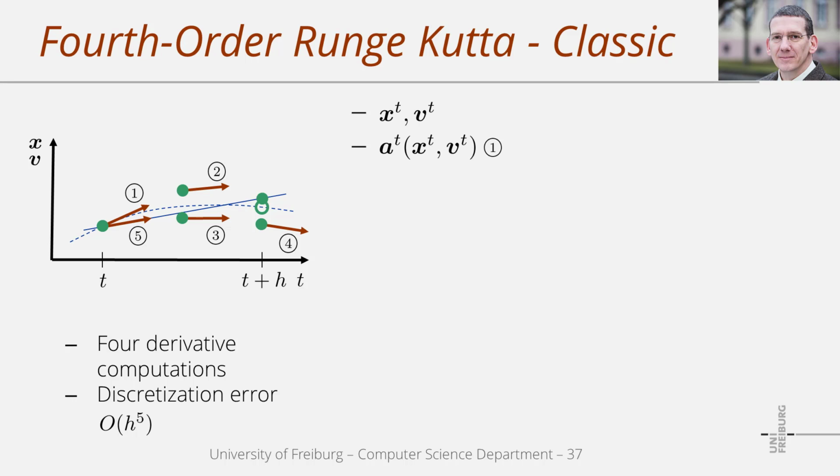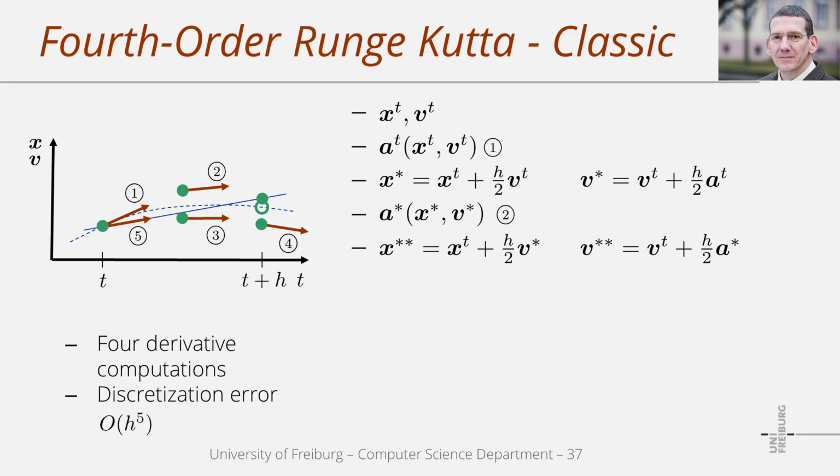Here we compute the first derivative, namely the acceleration at time t, using x t and v t. Now we perform a first Euler update with 1/2 of the time step and get predicted or intermediate values x star and v star. With these values we compute a second derivative, namely a star. Now we perform a second Euler update. Again, we start at t and get from t to the middle of the time step, but here we now use the predicted derivatives v star and a star. The resulting values are x star star and v star star, a second set of intermediate values.